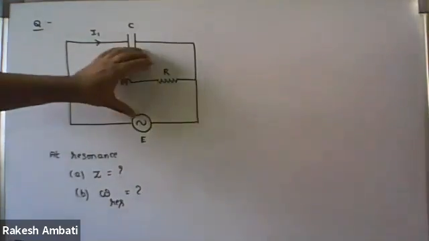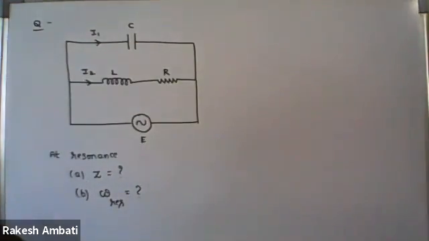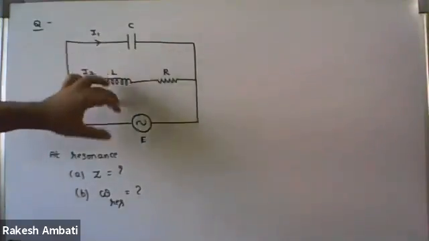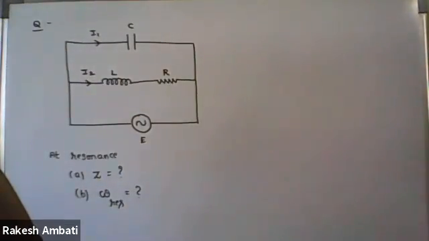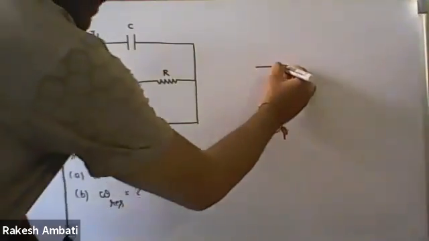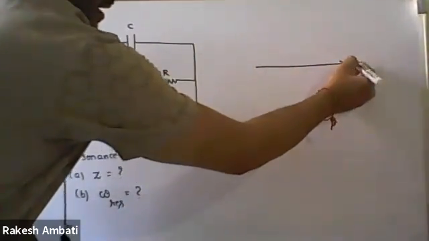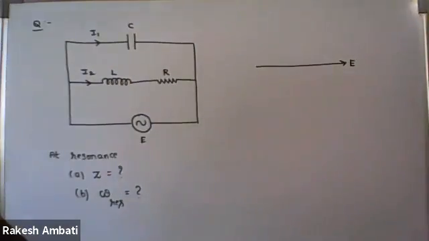So first of all, let us try to draw the phasor diagram. What is the reference we have to take? EMF is the reference. In a parallel combination, EMF is the reference.